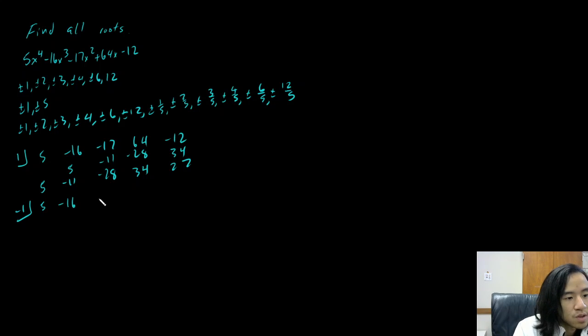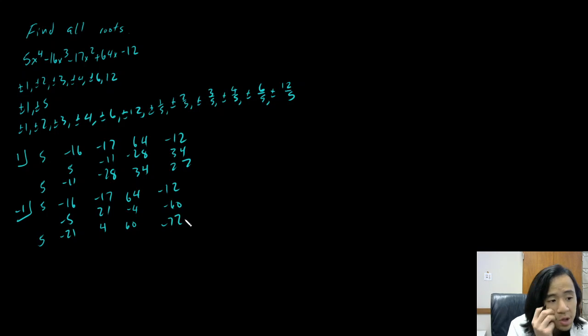So 5, negative 16, negative 17, 64, and negative 12. Bring down the 5, get negative 5, and this is going to end up being negative 21. So we have 21 here, and then we're going to have 4. This becomes negative 4, and this is 60. And this is going to be negative 60. This is negative 72, so that does not work. So let's move on to 2.